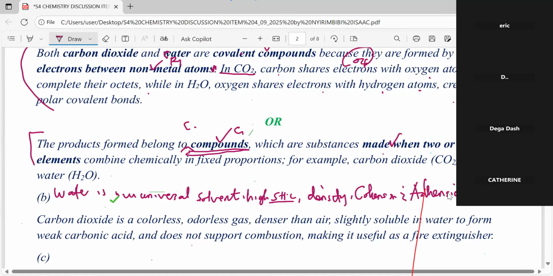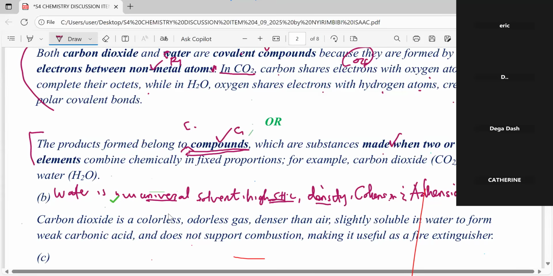Now, before you go, you have given us four points: universal solvent, high specific heat capacity, density, cohesion and adhesion forces. You recall our space is very small, which means we may not explain each and every point. We can give the first point explained with the use, because 1 mark goes on the use, and then the other scores will go on the properties you have mentioned.